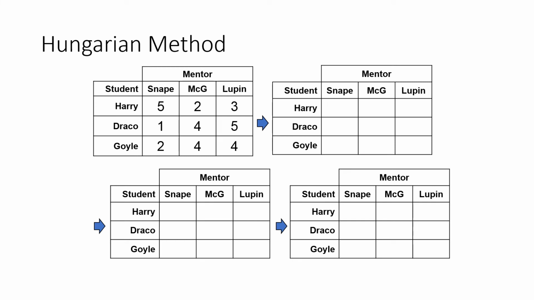So let's do this example that we showed earlier. We have three students, Harry, Draco, and Goyle, and three mentors, Snape, McG, and Lupin. We need to map them to each other. As the algorithm says, find the row minimum.